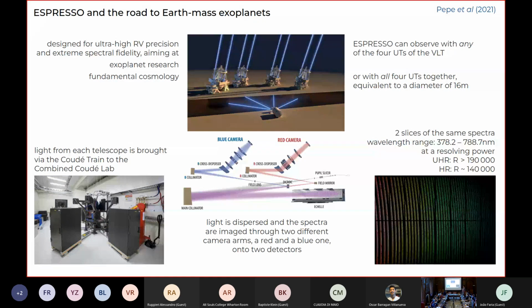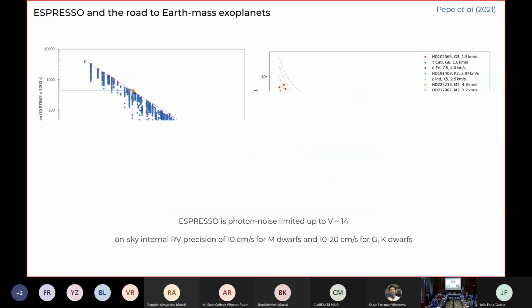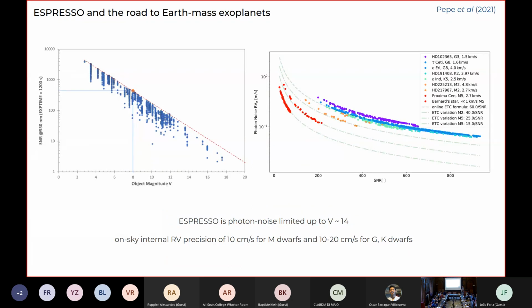Yeah, so there is a fiber right at the end, but before that there is a coudé train, which is this set of tunnels where light goes through to go from the telescopes into the coudé lab. Pressing the wrong button. Sorry.